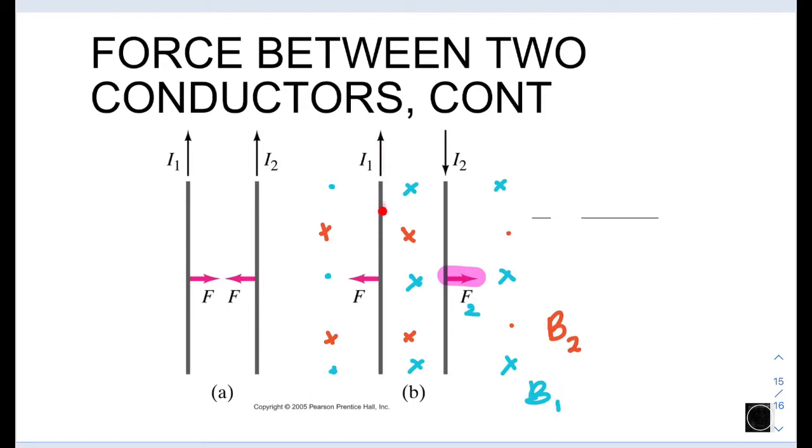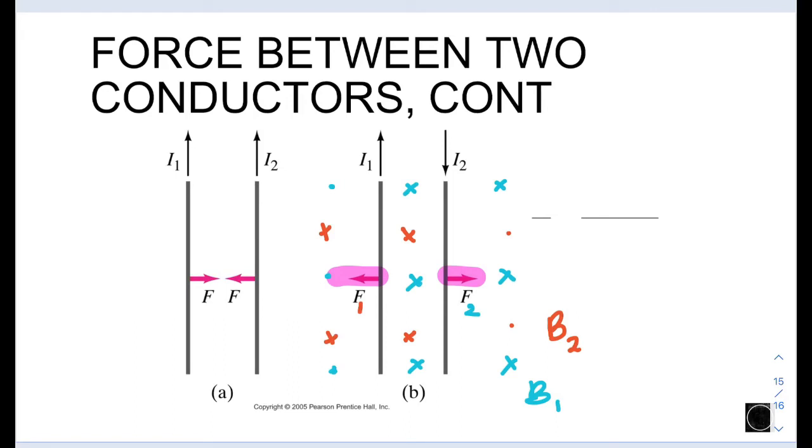Place your index finger along I1, consider the direction of B2. Your index finger is along I1, your B2 is into the page, so your thumb is pointing to the left. That is why the direction of F experienced by wire 1 is to the left. So this is F experienced by wire 1.